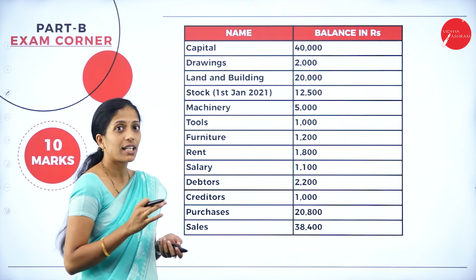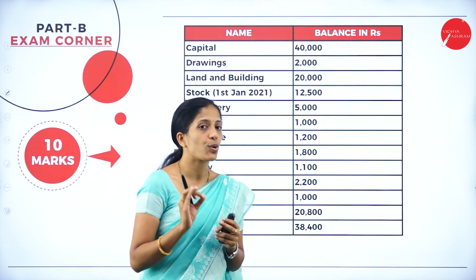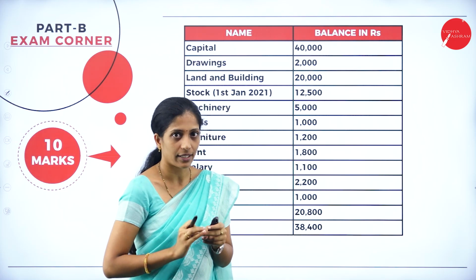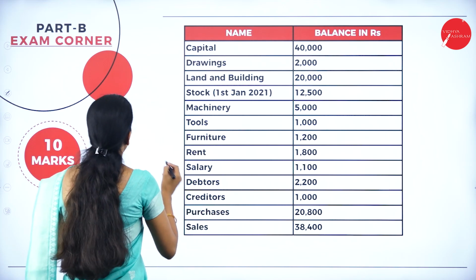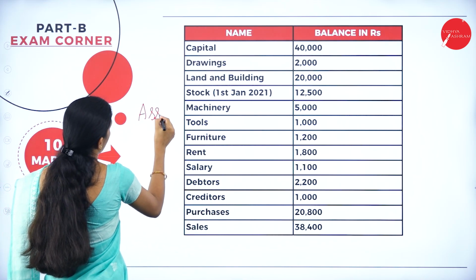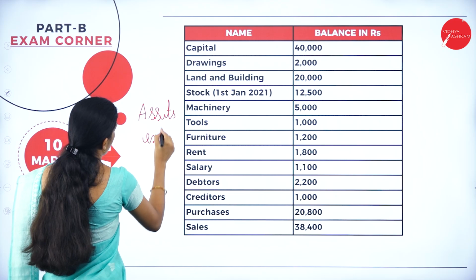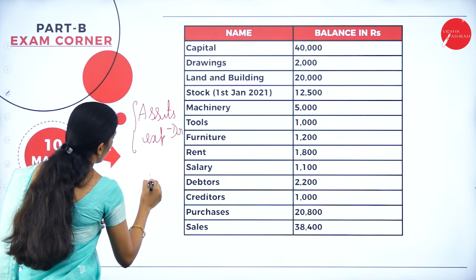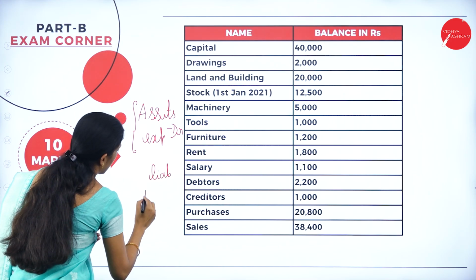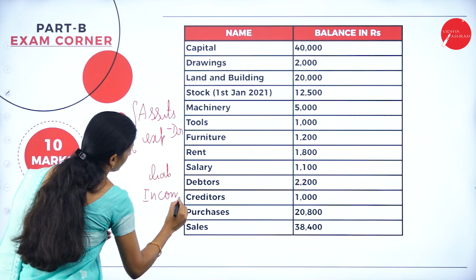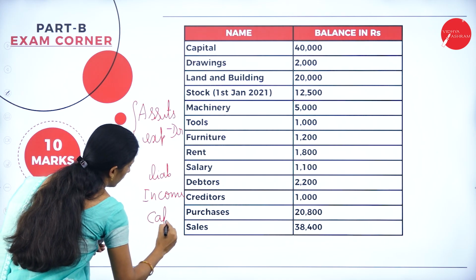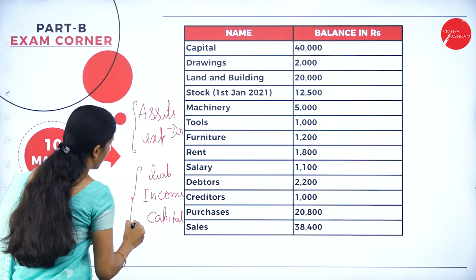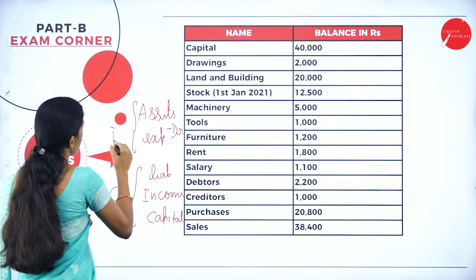When you see a problem on trial balance, what you have to do? You just have to know which amounts are to be debited and credited. For this, remember: all the assets and expenses should be debited. All the liabilities, income, then capital to be credited. So this much you have to remember. This is credit and this is debit.